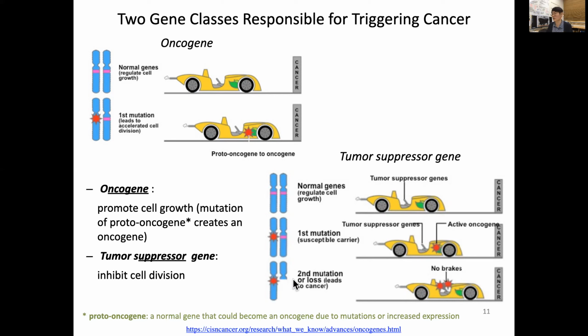Or for some reason, a loss of this layer leaves no brake system, which can cause tumor formation. So these are the two gene classes that trigger cancer formation.